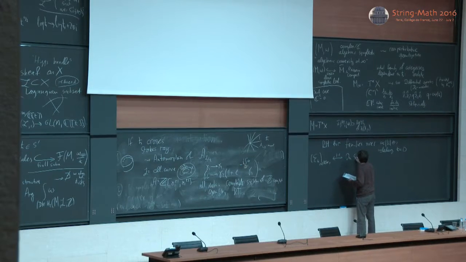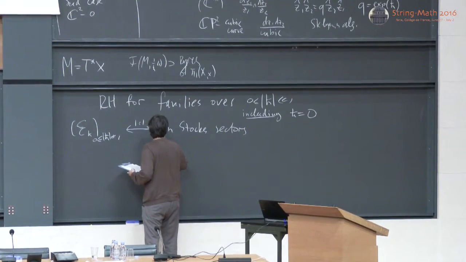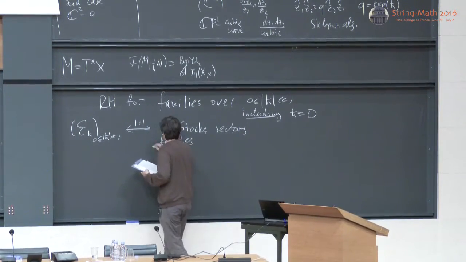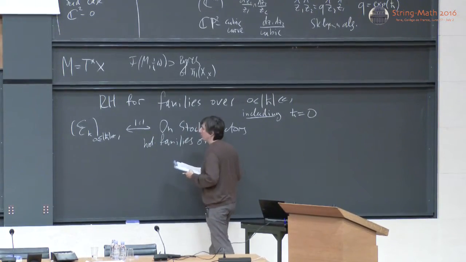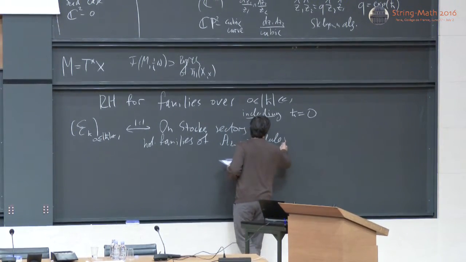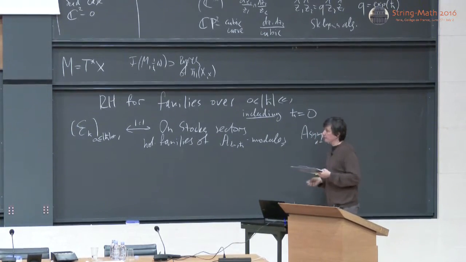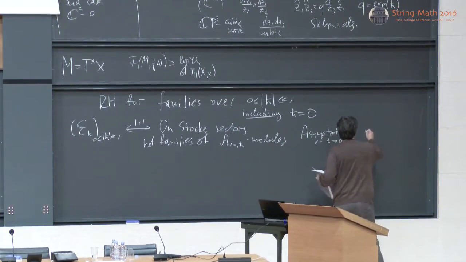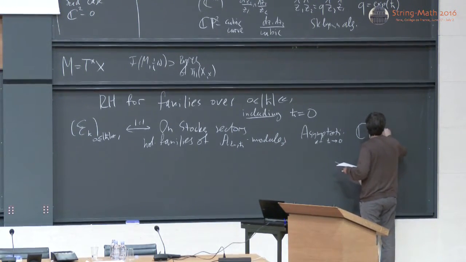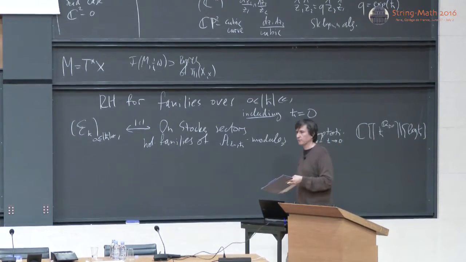On Stokes sectors, you get holomorphic families of modules, which have an asymptotic expansion exactly in this ring which I drew before. It will have an asymptotic expansion exactly in this ring of rational numbers and polynomials in log h bar, which appears in this local picture.